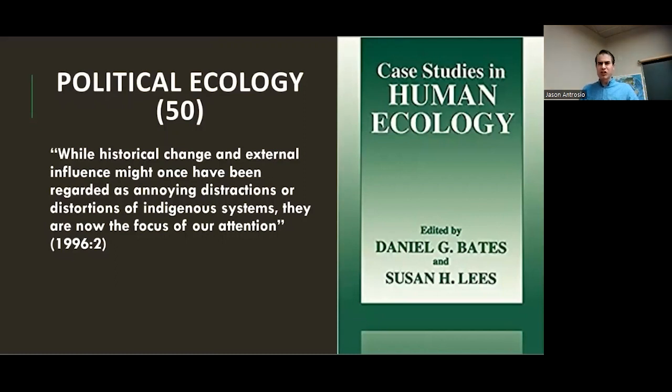Yeah, I have this great quote from a volume that was edited by Bates and Lees, who called it case studies in human ecology, but it is probably more like political ecology. And you said this quote was thought-provoking. It is. It does provoke our thoughts. While historical change and external influence might once have been regarded as annoying distractions or distortions of indigenous systems, they are now the focus of our attention.